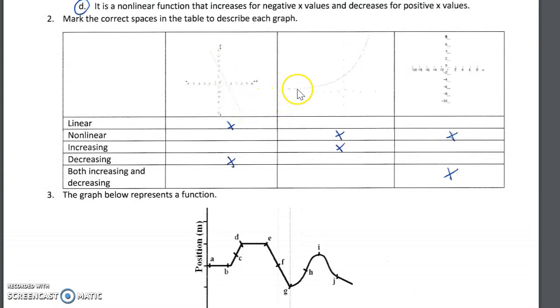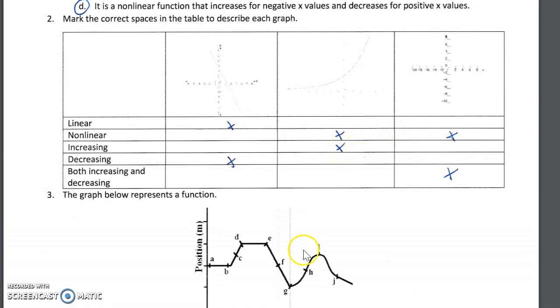Second graph, it's going up like that. It's an exponential graph, as you can see that. So is it linear or nonlinear? That's nonlinear. Is it increasing or decreasing? Again, as you go from left to right, what's happening? And it is increasing the whole time.